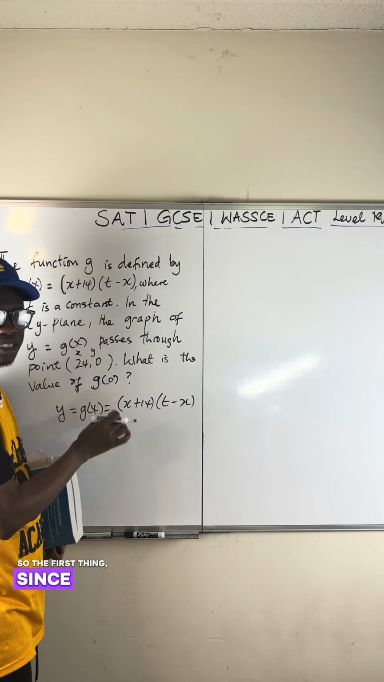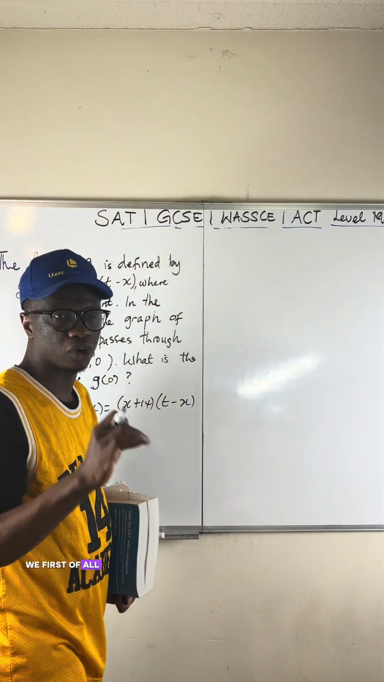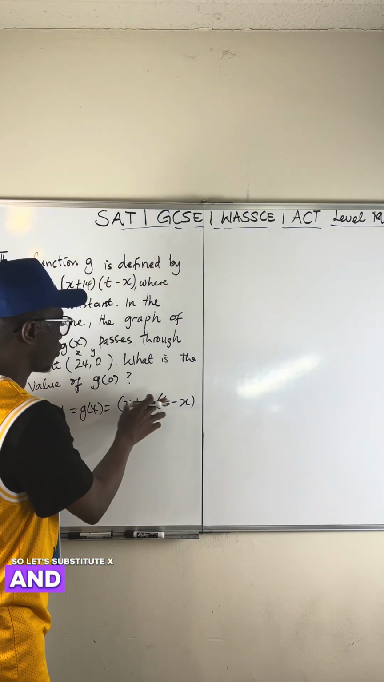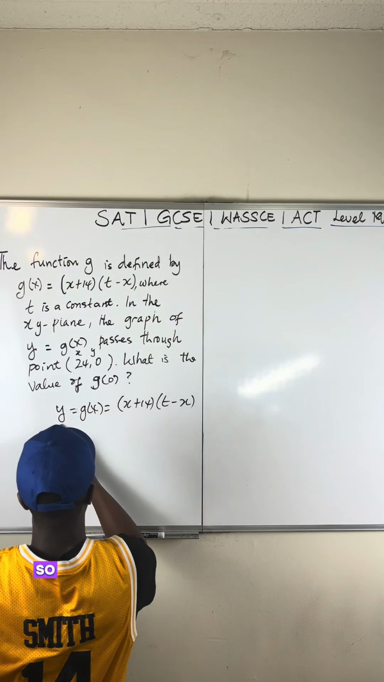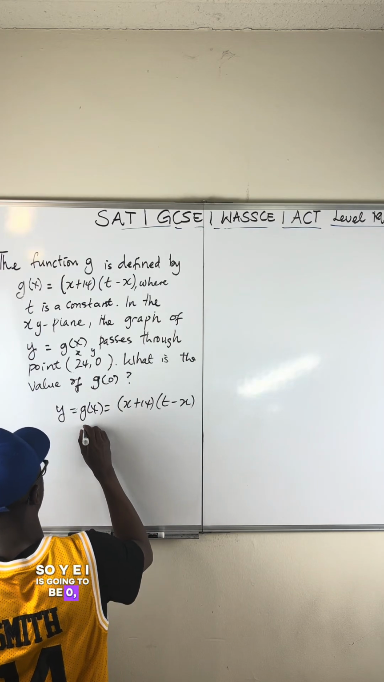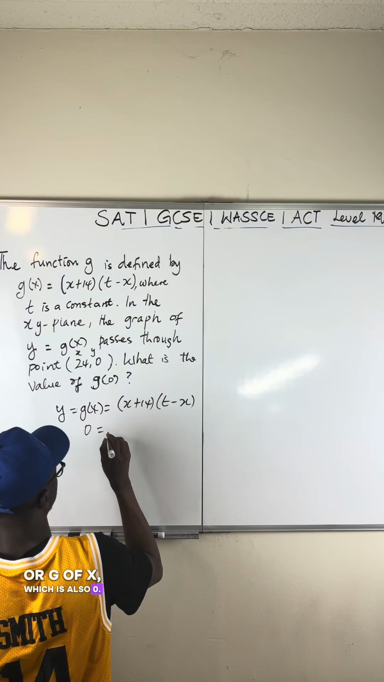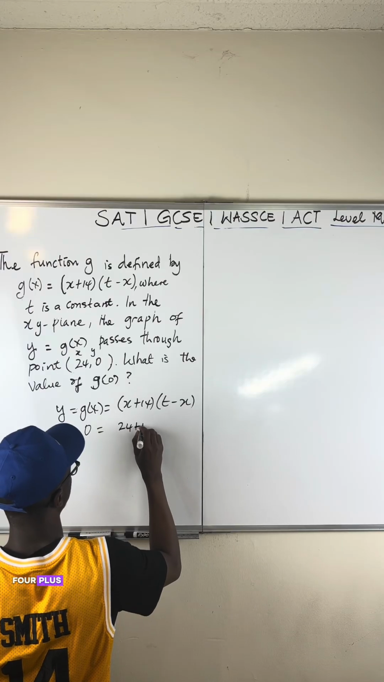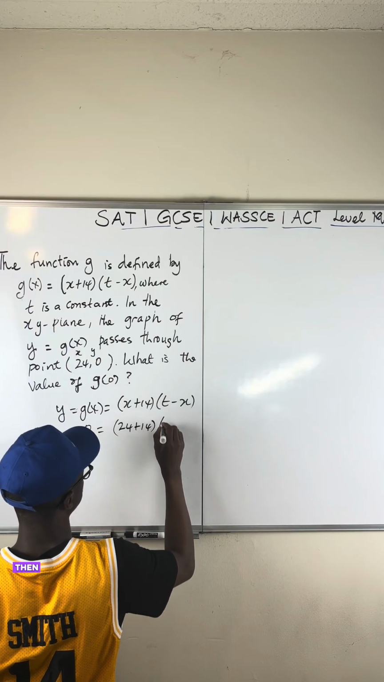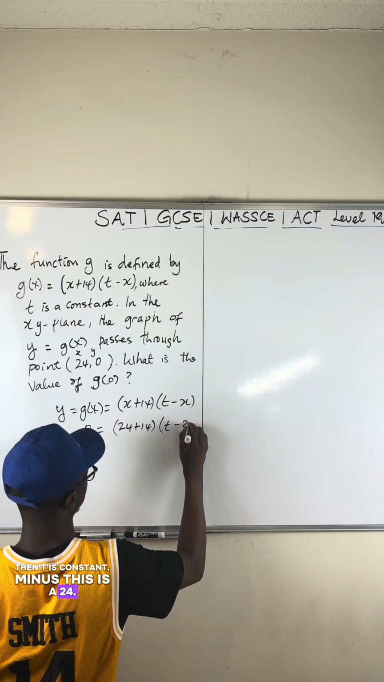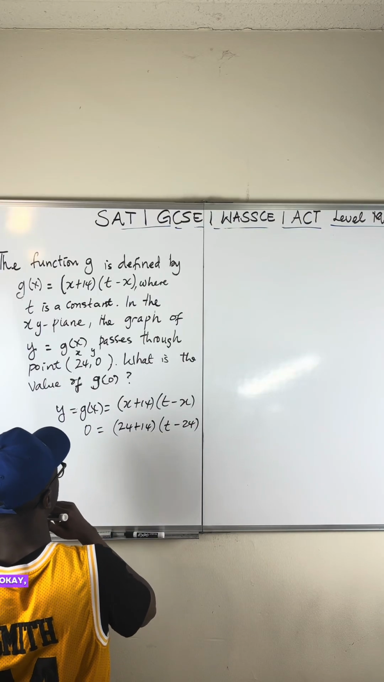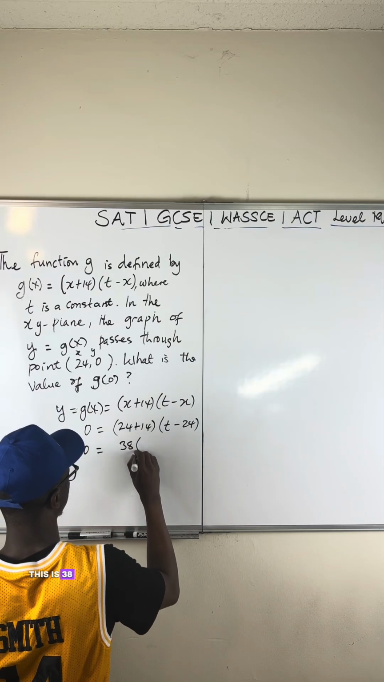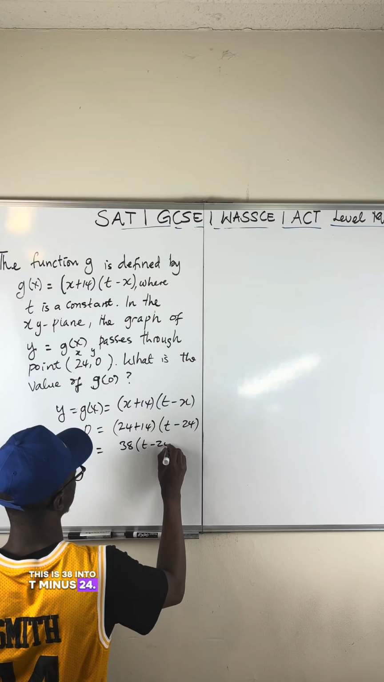So the first thing, since t is a constant, we first of all have to find t. Okay, so let's substitute x and y in this equation. So y here is going to be 0, or g of x, which is also 0, equals this x, which is 24 plus 14, then t is constant minus this again 24. Okay, once you have this, 0 equals 38 into t minus 24.